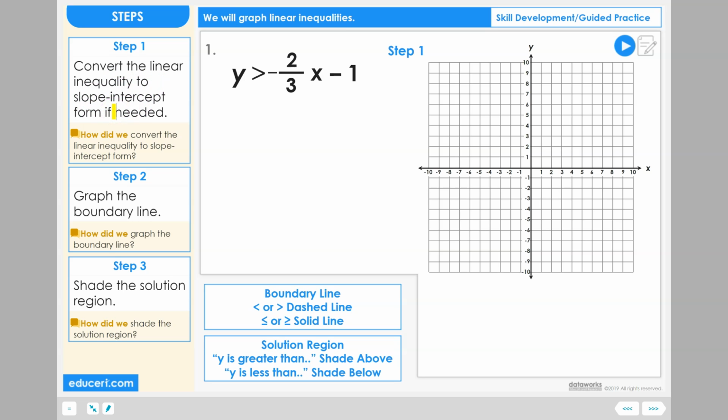This linear inequality already has the y isolated with an x coefficient and a constant. This is already in slope-intercept form. Step 2. Graph the boundary line. To graph the boundary line, we use the slope and the intercept.